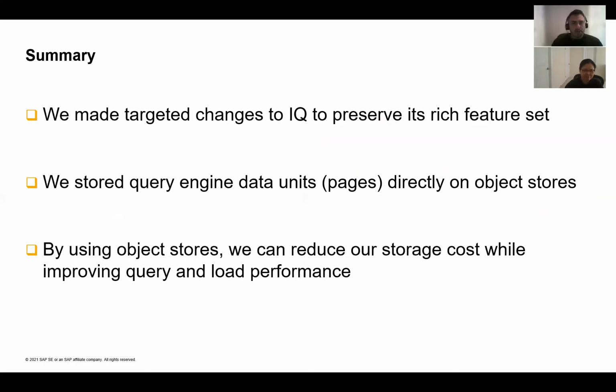And now we'll wrap up with a summary of the accomplishments of this work and what was discussed in the paper. We have made targeted changes to IQ in order to preserve its rich feature set. We stored query engine data units, which are pages, directly on object stores instead of block devices. And by using object stores, we were able to unlock many of the features that they provide, and we can reduce our storage cost while improving the query and load performance of our system.